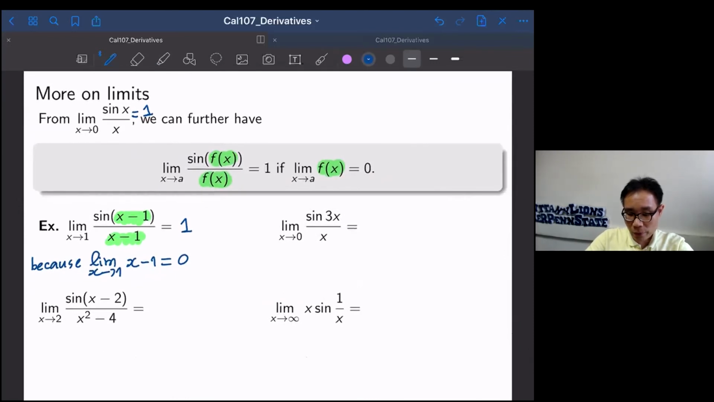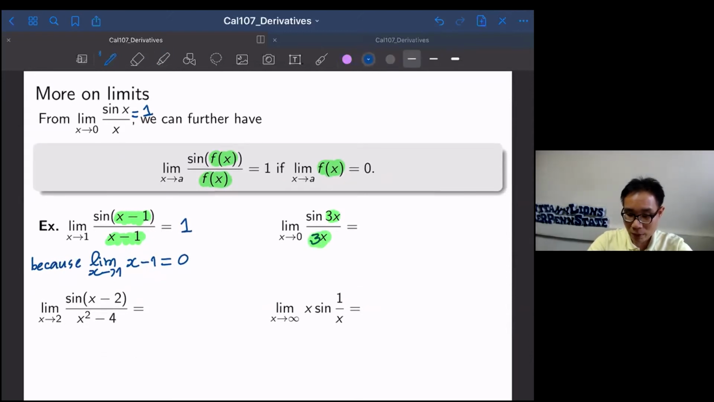The next one will be limit x goes to 0 of sine 3x over x. So you see that you have the green one, 3x, but on the bottom, you don't have the green one yet, you have only x. So we're going to play the trick. You're going to multiply by 3 here, and you see that, hey, we obtain the green one, right? So we obtain the green one already.